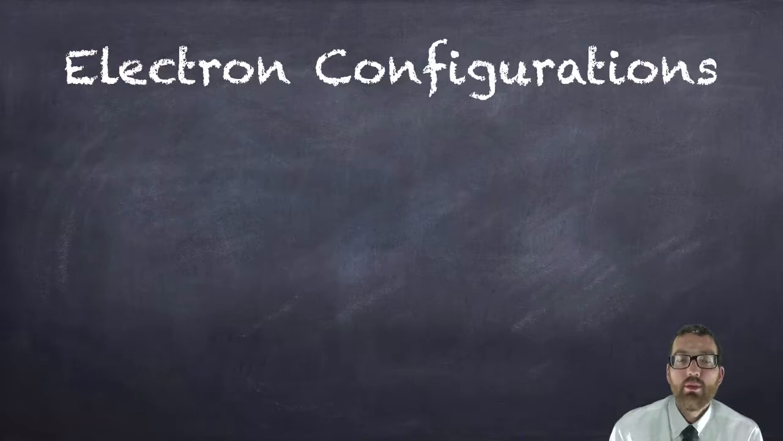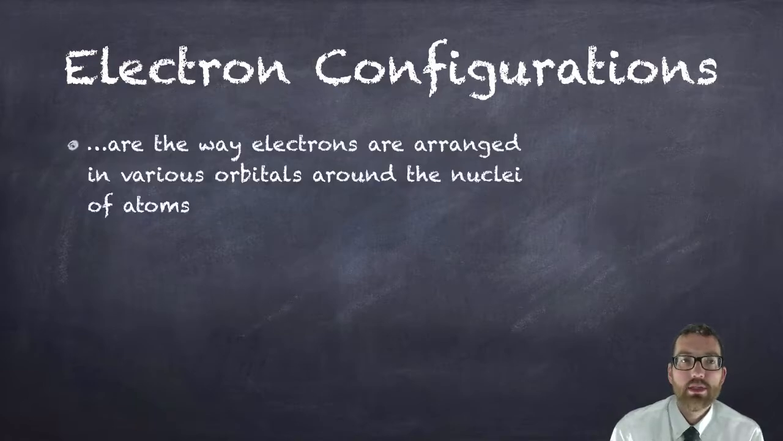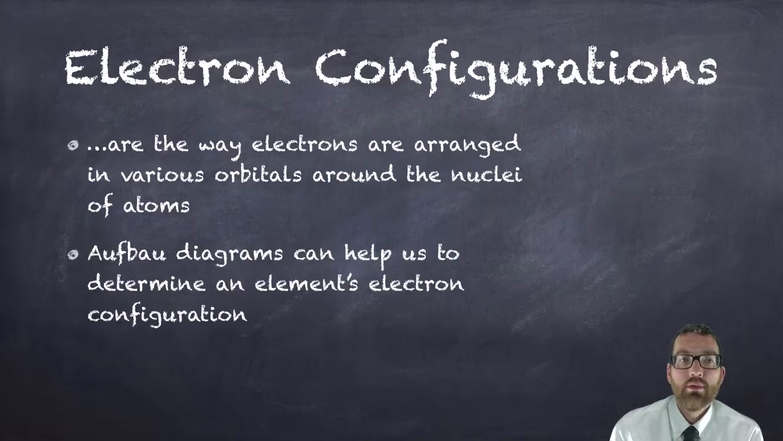It's kind of like training wheels. I'm eventually going to take the training wheels away. As soon as you learn to love Aufbau diagrams, I'm going to make you do electron configurations without them. But let's learn how to do Aufbau diagrams first, and the basics of electron configurations. So electron configurations are the way electrons are arranged in various orbitals around the nuclei of atoms. Aufbau diagrams can help us to determine an element's electron configuration.